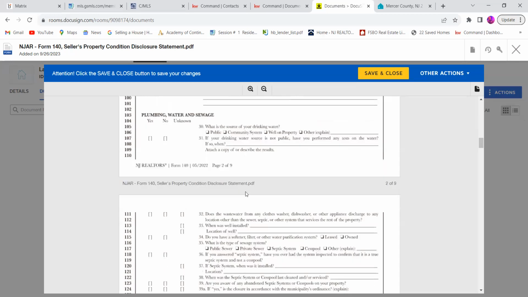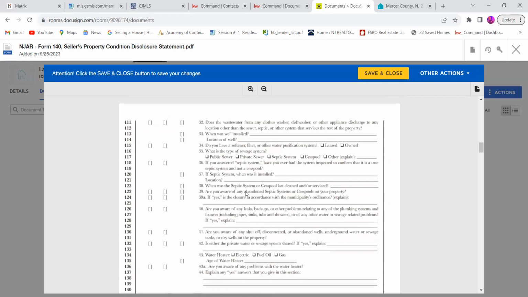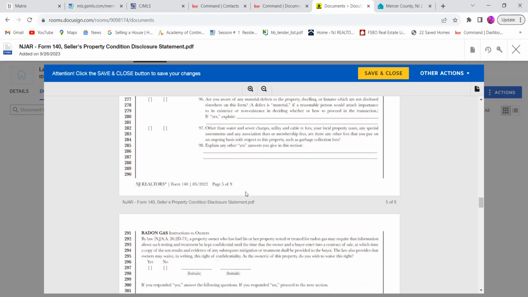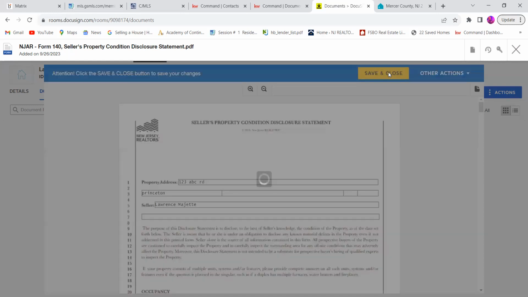So the only copy you should be leaving with them would be the seller's disclosure, because it's going to take them a few days to finish this, as you can probably imagine, right? Does that make sense? Everyone good? Yes. Okay. Yep.